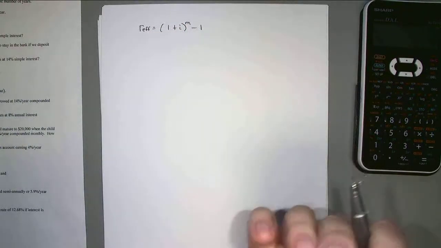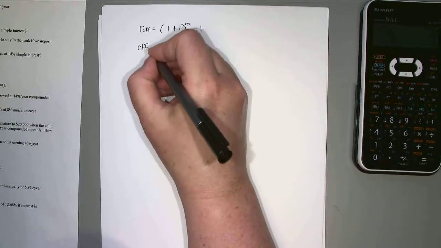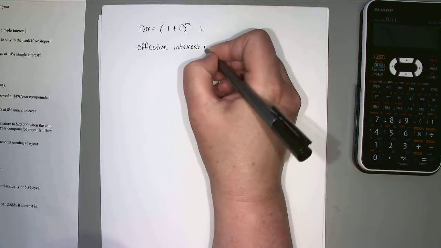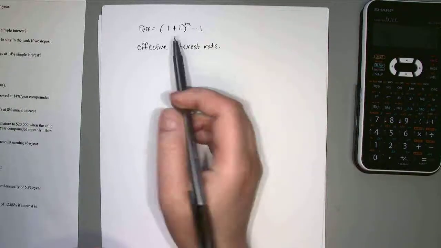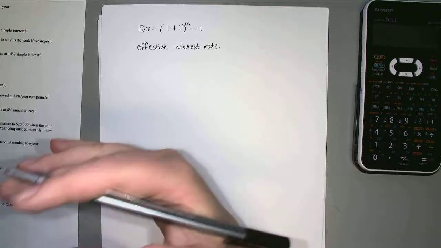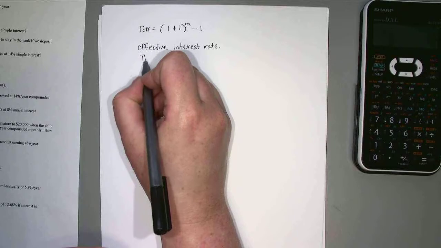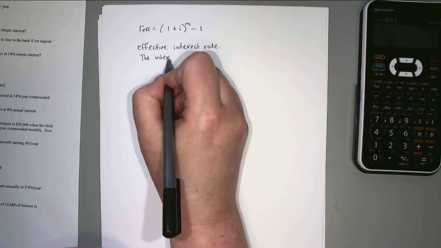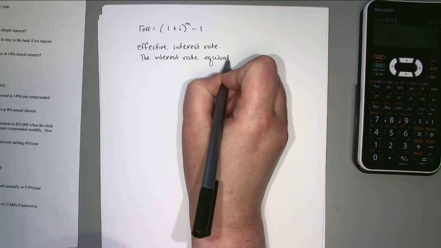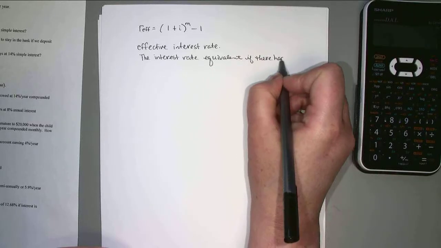So the effective interest rate basically is like the annual, so this is effective interest. Basically, it converts interest rates to be an annual rate that we can compare to other interest rates. So it is the interest rate equivalent if there had been no compounding.